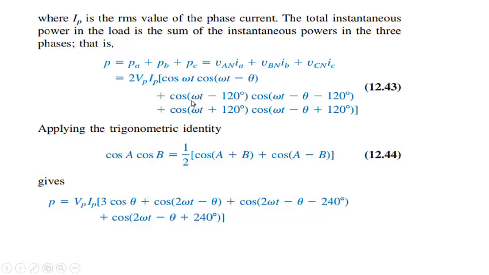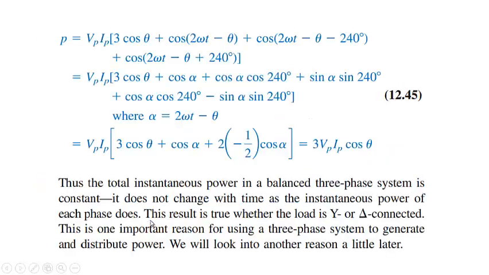You can see from here, when we do A minus B, omega t and omega t will cancel out. The 120 and 120 will cancel out. It will remain only cos theta. Similarly, for this case, when you do A minus B, omega t will cancel out, and 120 degrees and 120 degrees will cancel out. Here will be only cos theta. And when we add them, it will be 2 omega t minus theta minus 240, that is written over here, and this will be 2 omega t minus theta plus 240, that is written over here.